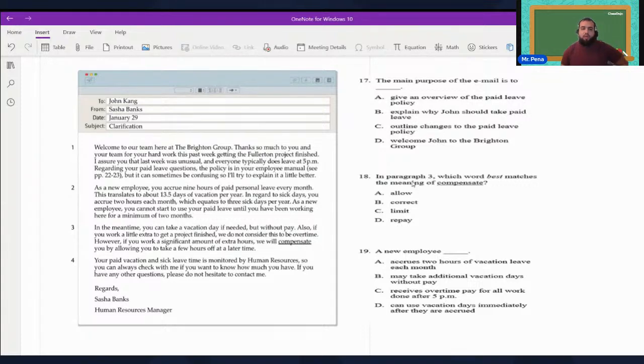As a new employee, you cannot start to use your paid leave until you have been working here for a minimum of 2 months. In the meantime, you can take a vacation day if needed, but without pay. Also, if you work a little extra to get a project finished, we do not consider this to be overtime. However, if you work a significant amount of extra hours, we will compensate you by allowing you to take a few hours off at a later time.